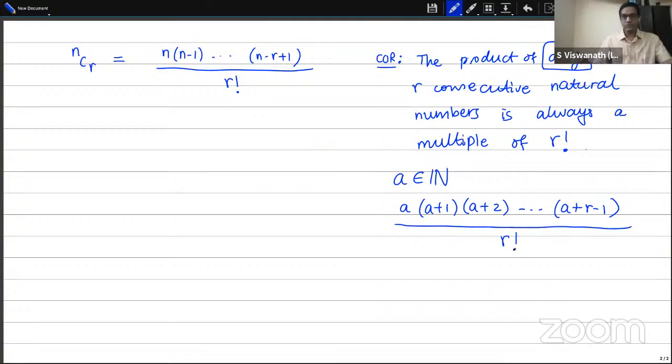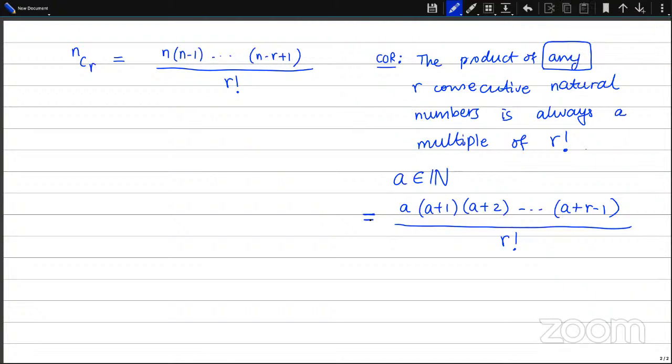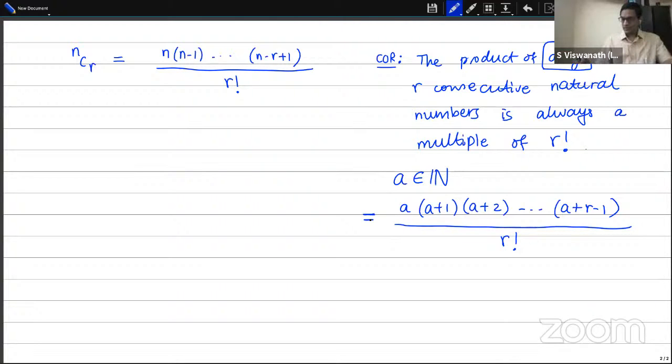So what you were saying was along the right line. So if I take this numerator, this product, and divide it by R factorial, then it's actually some NCR in disguise. Right? For what value of n is this equal to NCR? N equal to A plus R? N equals A plus R? Yes. I just modified it to A plus R minus 1.